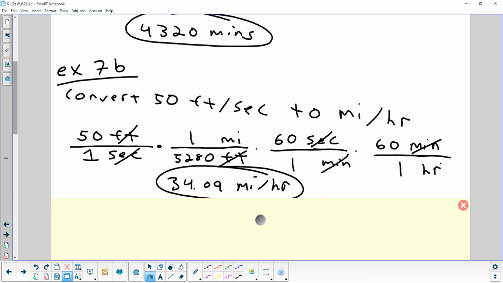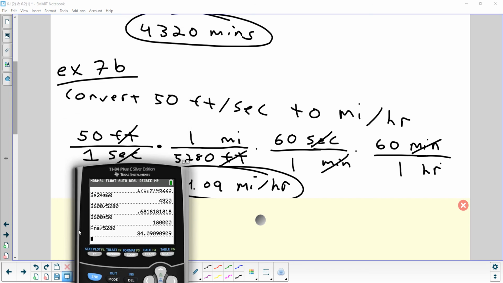Wait, how did you do it on the calculator? I did 50 times 60 times 60, and I knew 60 times 60 was 3,600. So I did 3,600 times 50, and then divided by 5,280. All right, so any question on that one?